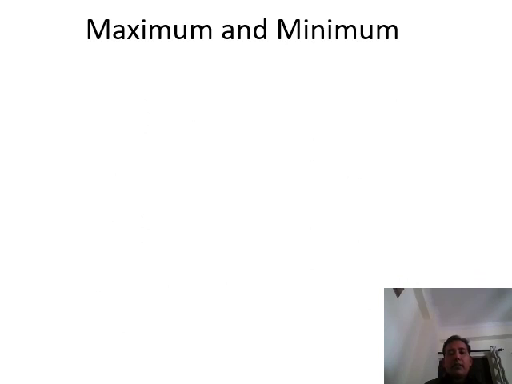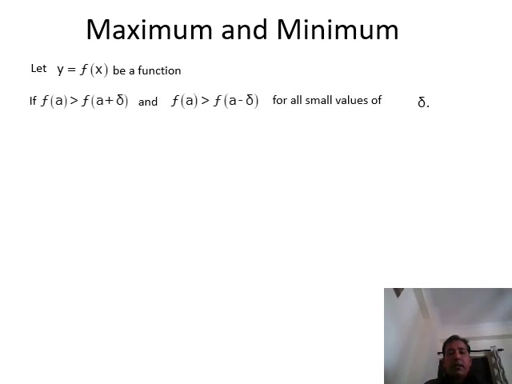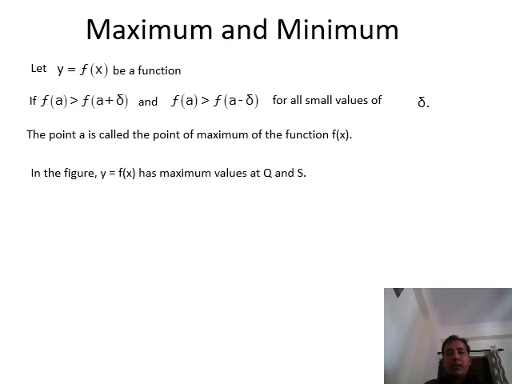Next topic is maximum and minimum. Let y is equal to f x be a function. If f a is greater than f a plus delta and f a is greater than f a minus delta for all small values of delta, the point A is called the point of maximum of the function f x. In the figure, y is equal to f x has maximum value at Q and S.